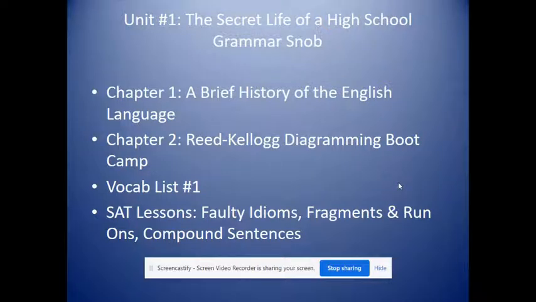So we get into the very basics of sentence diagramming in the very first unit. Within each unit, we will also take on vocabulary, and we're going to learn about 250 some words that will most frequently show up on the SAT. We also learn a lot of mini SAT lessons. For this first unit, we're going to look at faulty idioms, fixing run-ons and fragments, and also compound sentences. All this is composed into one large unit test, combining grammar, some vocab, and some SAT lessons, which will be next week.